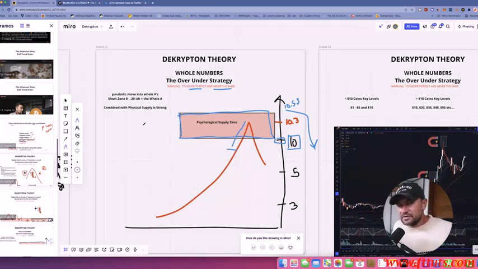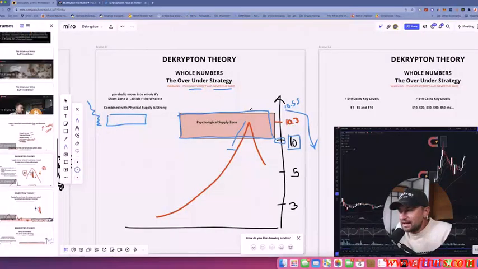If we have physical supply zones that we can draw over from previous price action that was happening over here, right? That's definitely going to help, and we can combine those things together. But this is an area that we want to be watching for, combining our strategies of understanding supply and demand zones in addition to understanding the strategy of whole numbers.